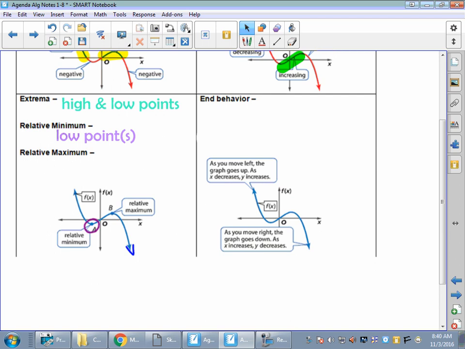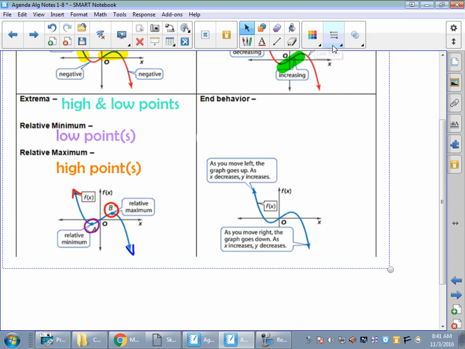A relative maximum is a high point or points. Notice this arrow over here on the left tells you that it keeps going up, but point B is the highest point where it switches directions. So really you could think of a relative min or a relative max as a switch in direction, and what is that highest or lowest point before it changes and goes the other way.